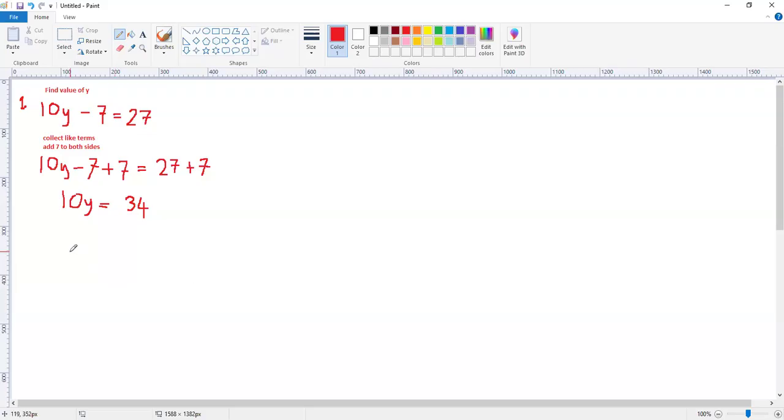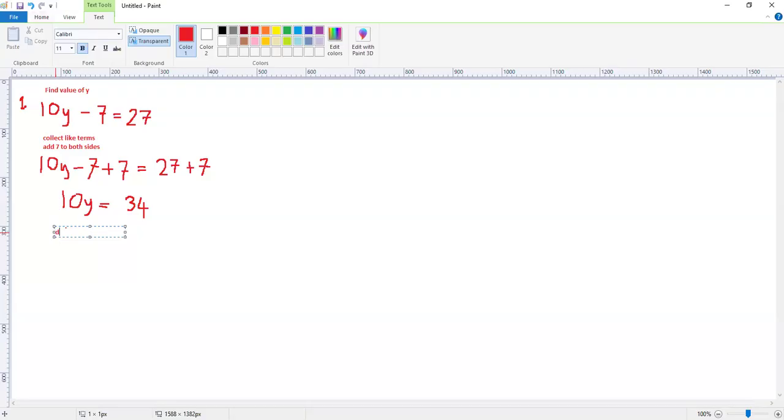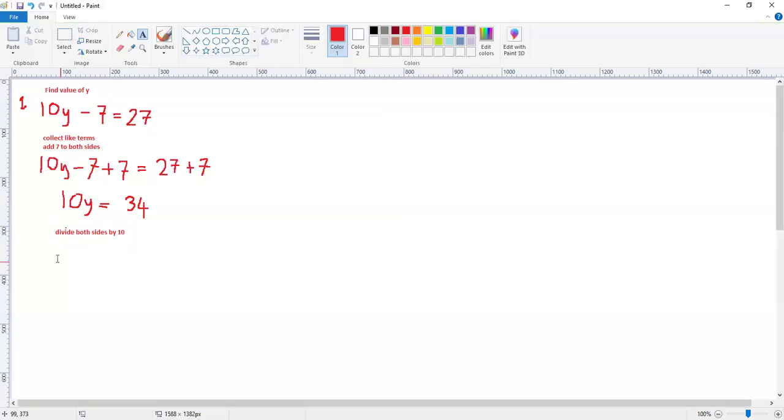That's the next step. Let me type that here. We're going to divide both sides by 10, because 10 is multiplying what we are looking for, which is y. So that's the reason why we're dividing both sides by 10.